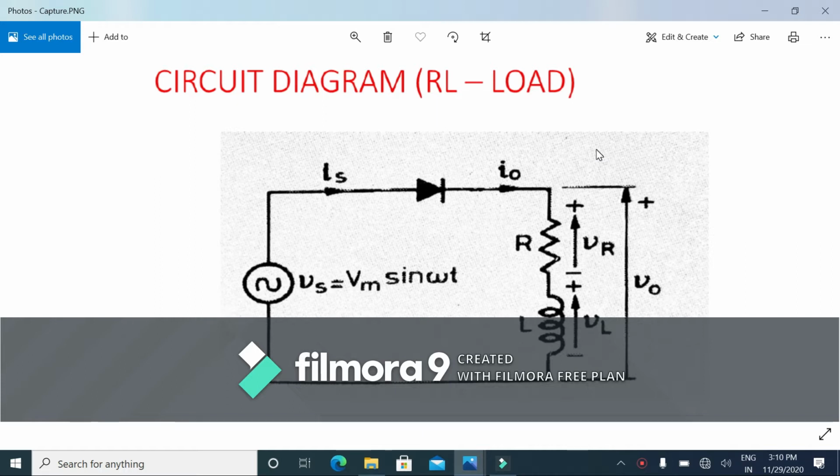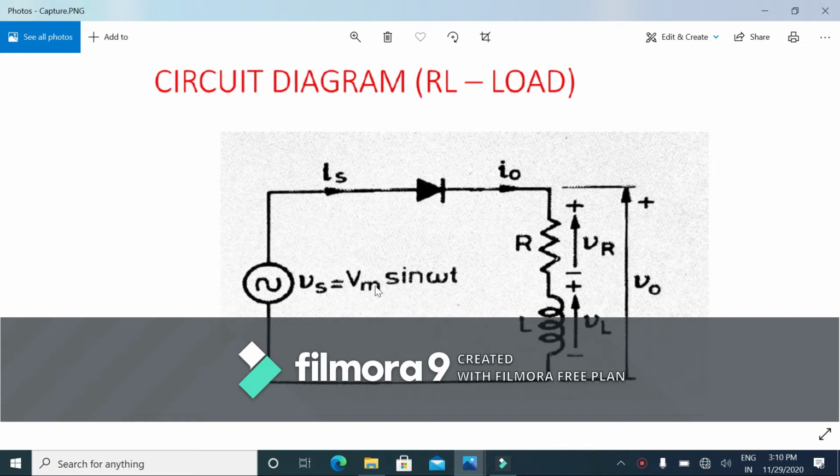We have already studied single phase half wave uncontrolled rectifier for R load and for pure L load. Now today's topic is single phase half wave uncontrolled rectifier for RL load.